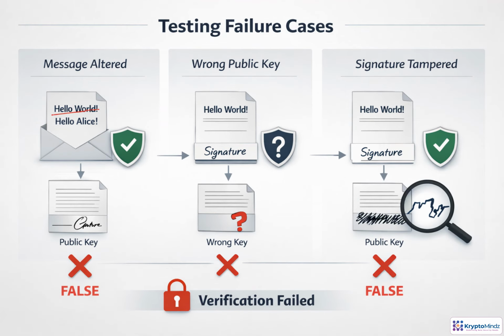One of the best ways to trust your signature code is to try to make it fail. Change the message, swap in another public key, or damage the signature bytes. Each test should return false. If any of them still verifies, something is wrong. These failures prove the signature is tied to one exact message and one matching key.